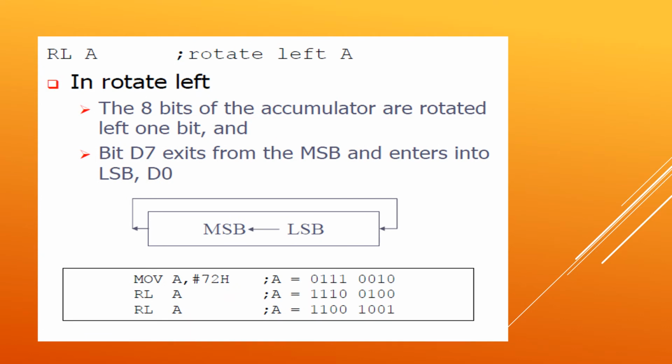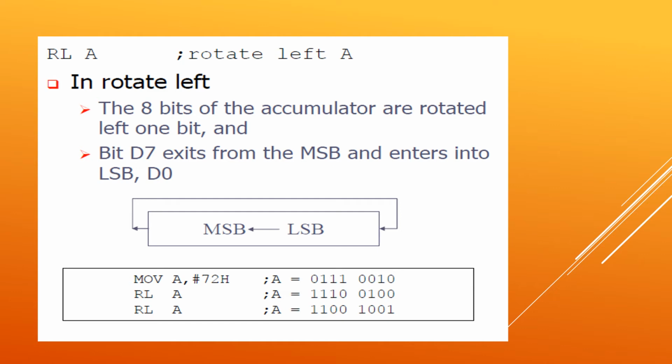Then the next one is RL A, that is rotate left. In the same fashion, the only difference is that it is in the left direction. So for rotate left, the 8 bits of the accumulator are rotated left 1 bit. Therefore D7 exits from the MSB and enters into the LSB D0, as shown in the figure. You can see the arrow mark, in the left direction. MOV A, say for example I have taken here 72H, then RL A, RL A. We have done rotation 2 times, so it will get rotated in the left fashion.